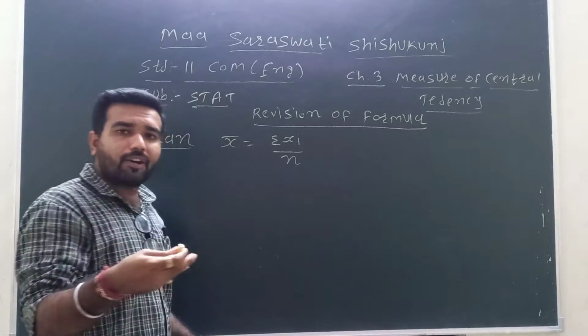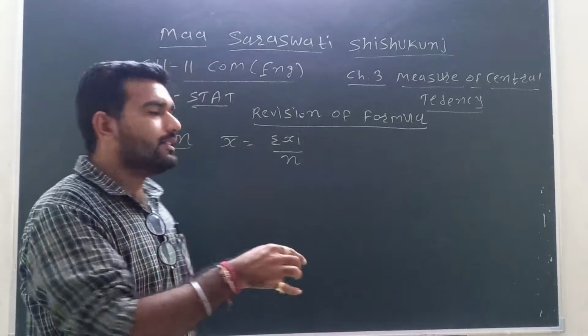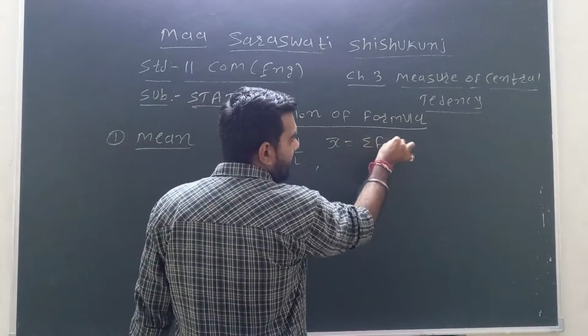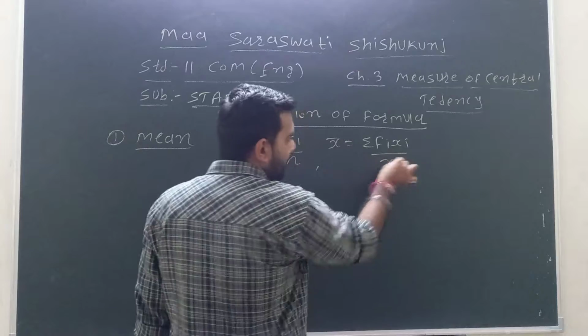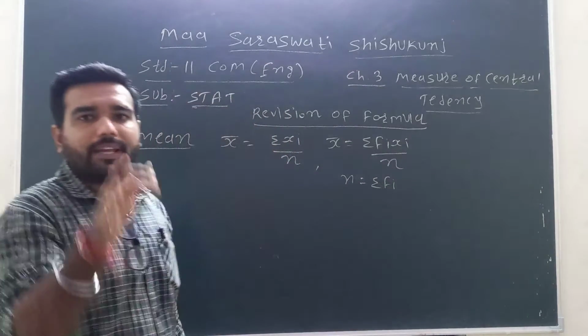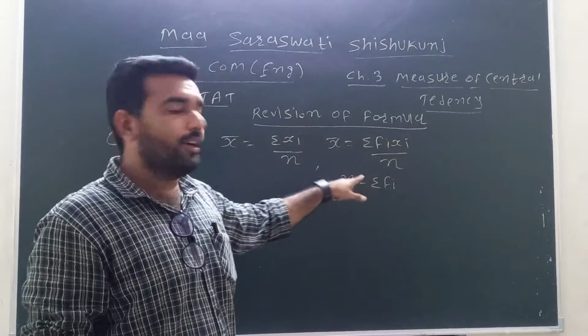Another formula is when xi and fi, observation and frequency, are given, then x bar is equal to sigma fi xi upon n. At that time n is equal to sigma f, the summation of frequency, it is our n. So sigma fi xi upon n.